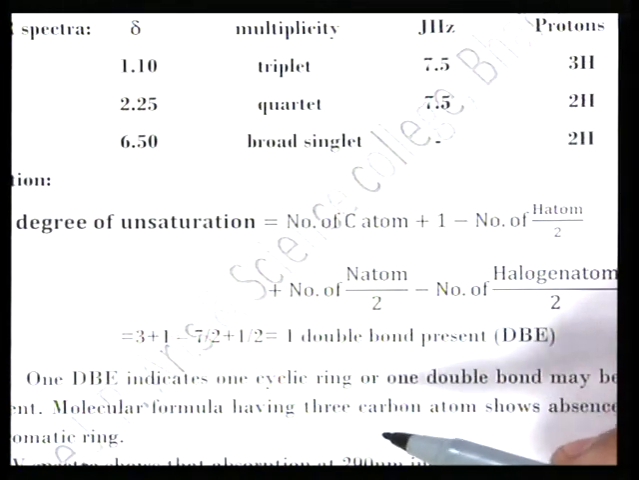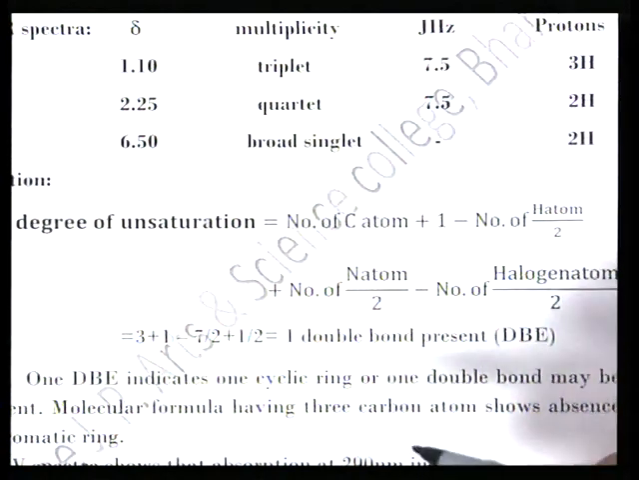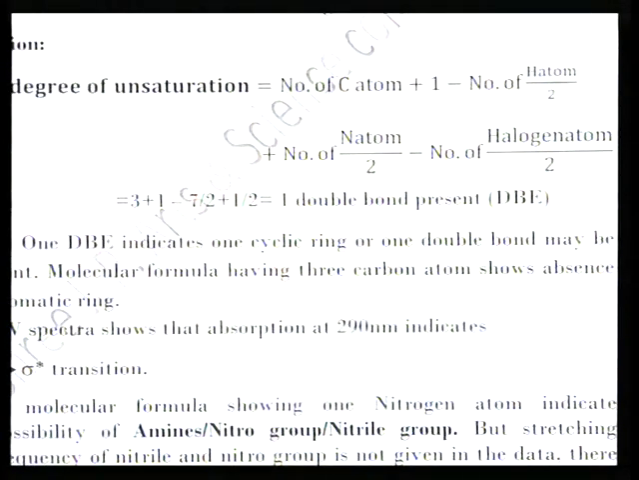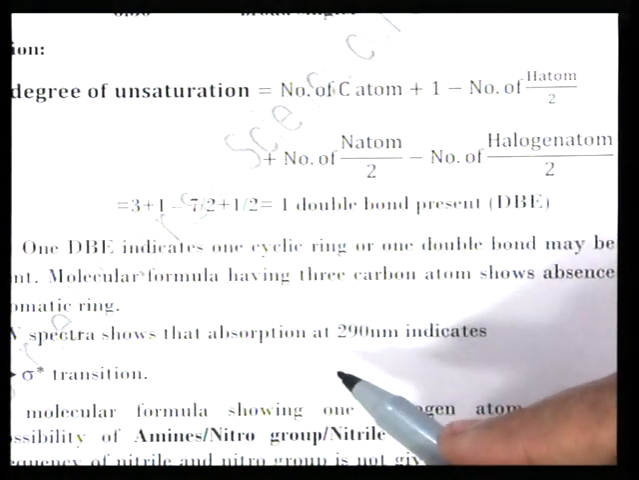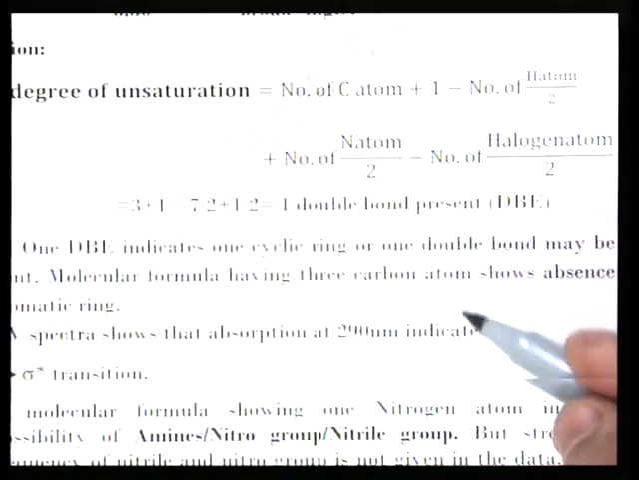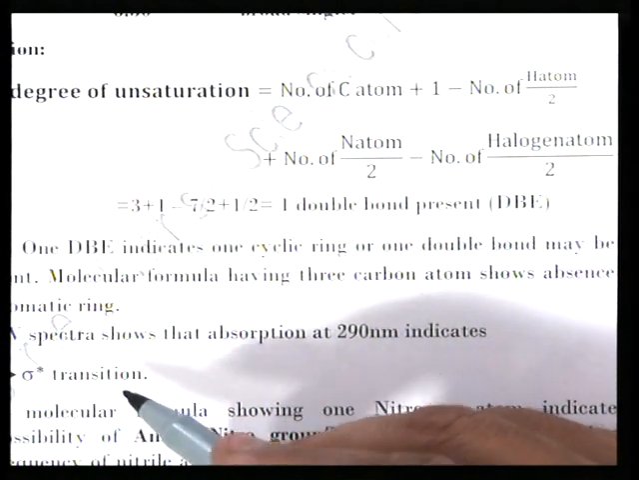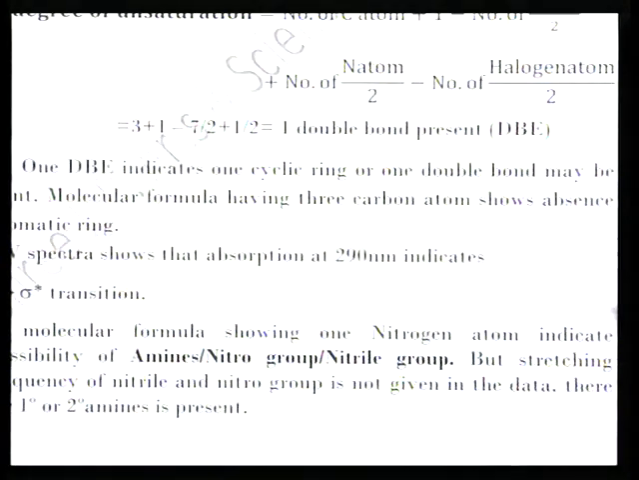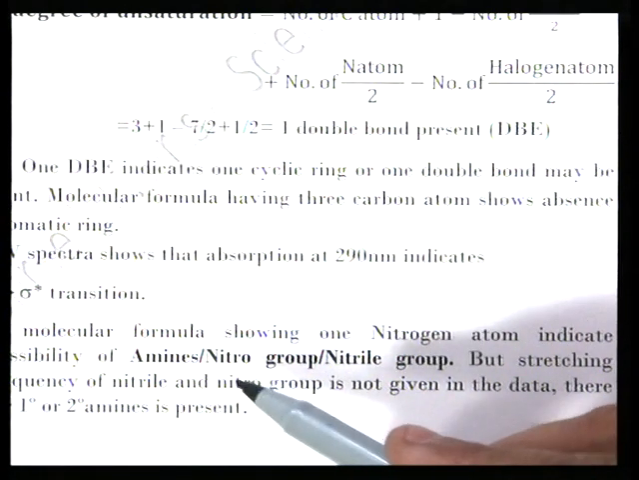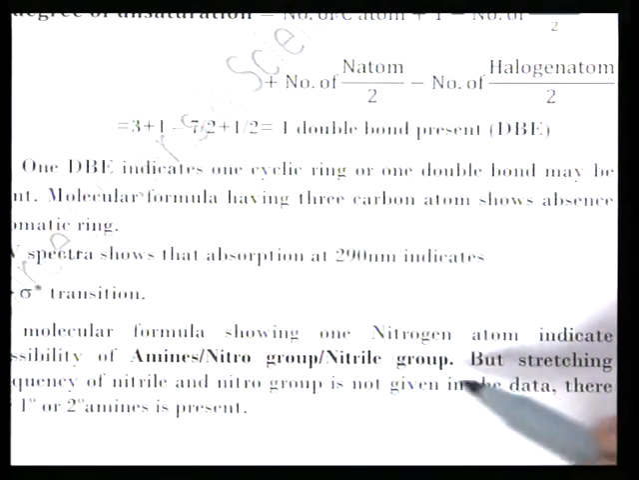There are two possibilities: either this is in the form of a cyclic ring, or it may be a double bond, C double bond O or C double bond C. Now, the UV spectrum shows absorption at 219, here it was written wrongly, but 219 is given. So it indicates non-bonding electrons promoted to sigma star orbitals, an n to sigma star transition. A molecular formula showing one nitrogen atom indicates the possibility of amines, nitro group or nitrile group.